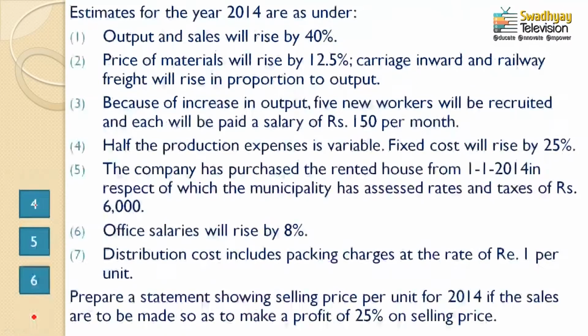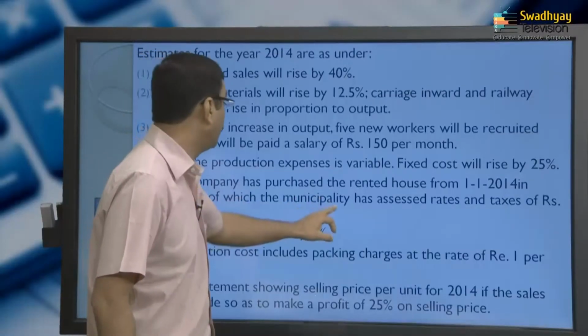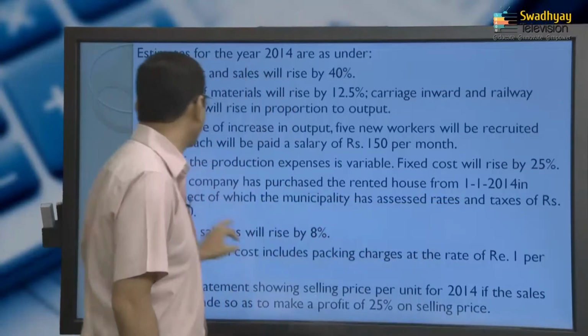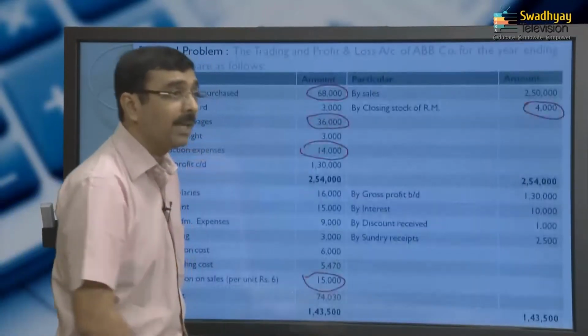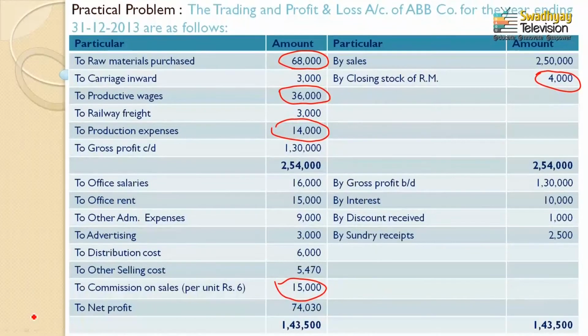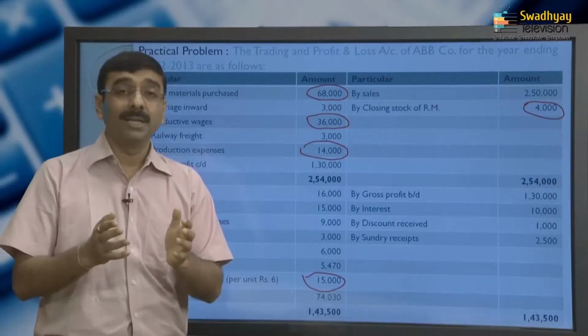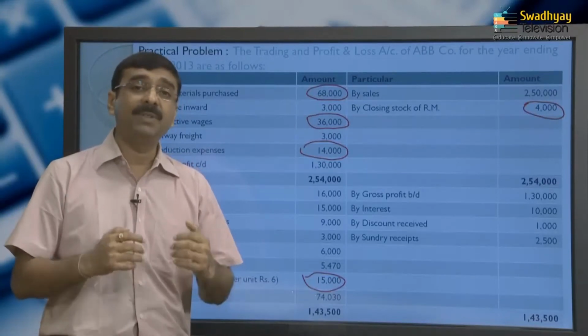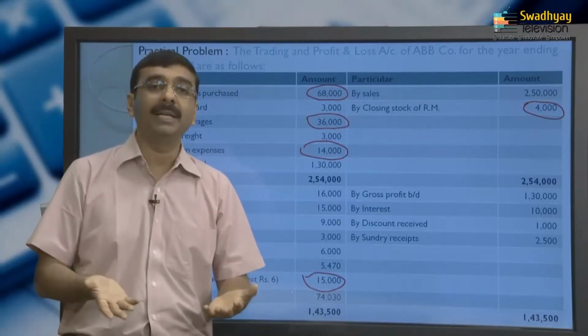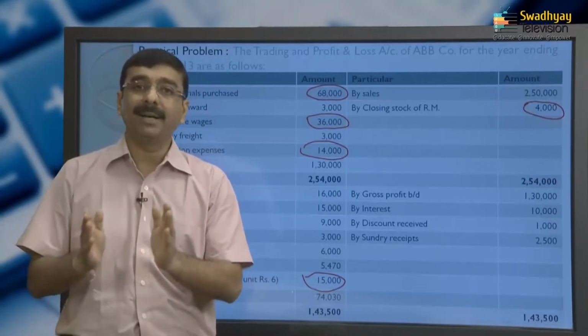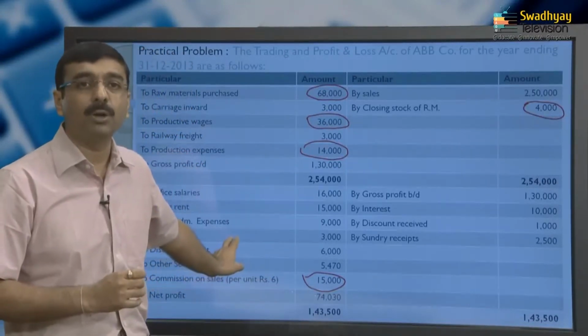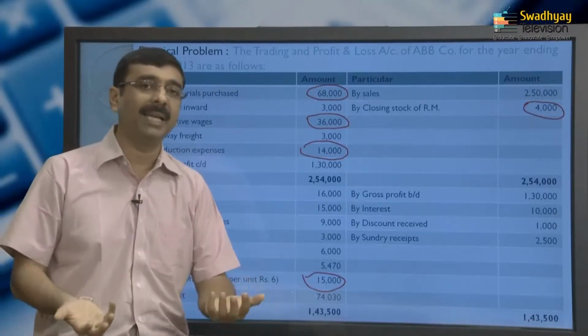Moving to the next part, the company has purchased the rented house from 1/1/2014, that means from the current year, in respect of which the municipality has assessed rates and taxes of rupees 6000. Now see the question, it shows very clearly office rent rupees 15,000. So office rent was paid in the year 2013, it's 15,000 rupees, but from year 2014 onwards the company purchased a house. If they purchase a house, they need not pay any rent. So from year 2014 onwards, the rent amount will not come into the picture. So rent will not be recorded here because they have their own property.